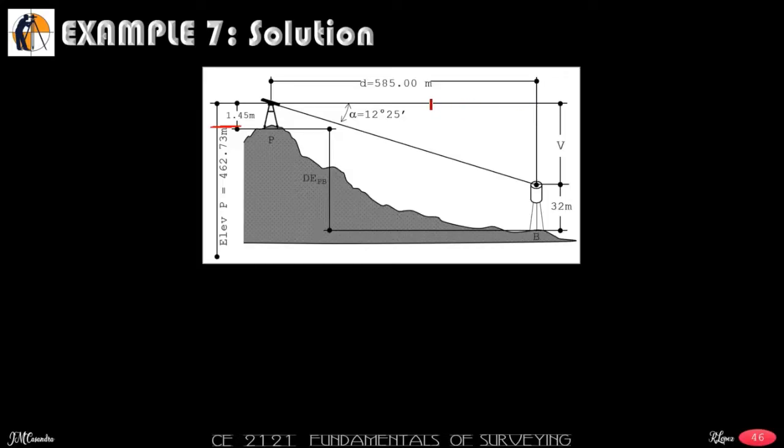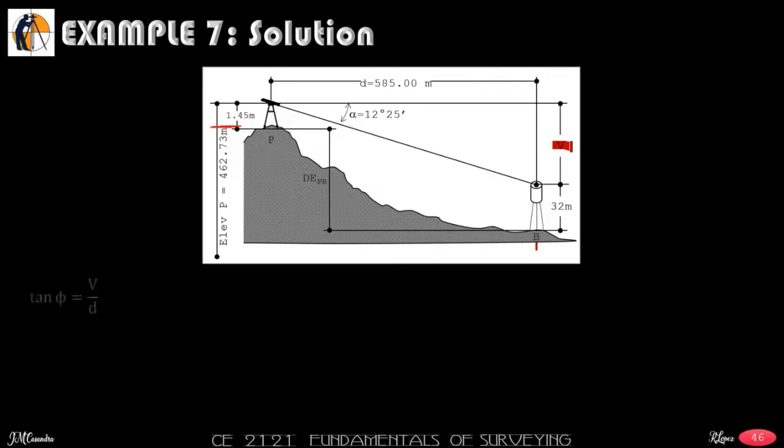So we have a negative angle, meaning the angle is below the horizontal. So we have the instrument higher compared to the point observed. So for this problem, we have to solve for our difference in elevation and the elevation of point B. So before we solve for the elevation of point B, we have to solve first for the value of V.